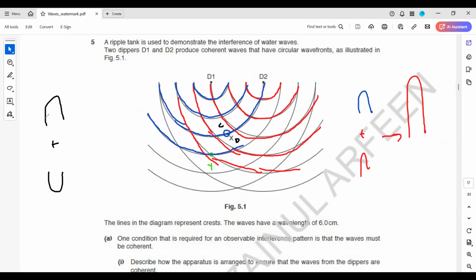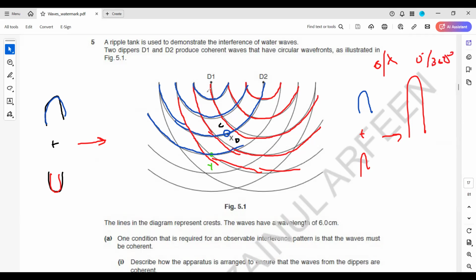But if the crest of one is combining with the trough of another, the two waves will cancel out the effect of each other and we'll have a destructive interference. So for a constructive interference, what is the path difference? The minimum path difference should be 0, or lambda, or 2 lambda, 3 lambda. And what about the phase difference? It will be 0 or 360 degrees for a constructive.